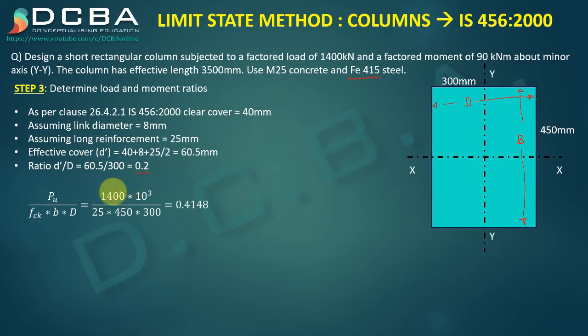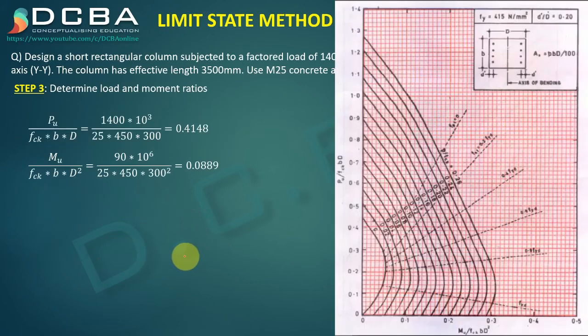So for that we will first find PU by FCK BD and MU by FCK BD square, because these two ratios are required. PU is 1400 into 10 raised to 3 divided by FCK 25, B is 450, D is 300, so it comes out to be 0.4148. Second, MU by FCK BD square: 90 into 10 raised to 6, this is MU, divided by FCK BD square, which is 0.0889. So these two values I got.